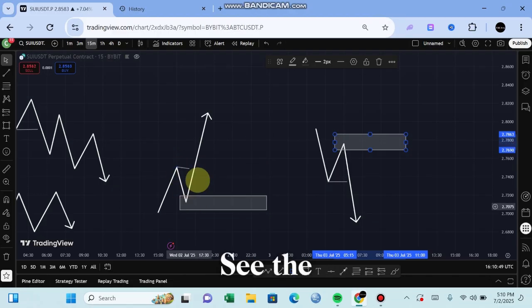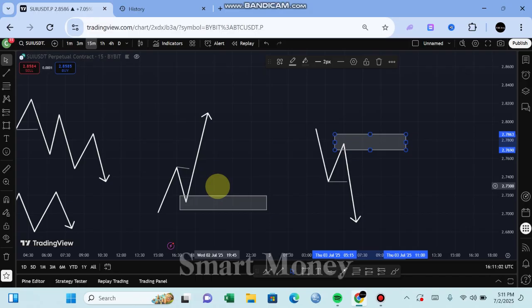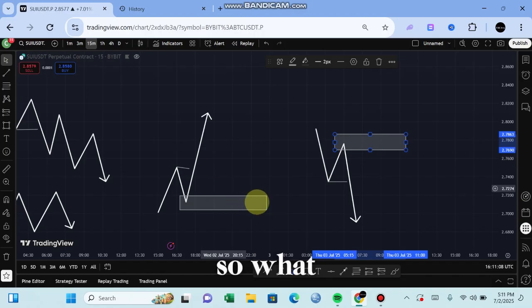Once you see the most recent break of structure to the upside, you should not buy immediately. You should be looking for imbalances. You're looking for a fair value gap and an order block. Remember I told you that my trading strategy is called the smart money concept. In the smart money concept we look for imbalances and order blocks. So what is imbalance?